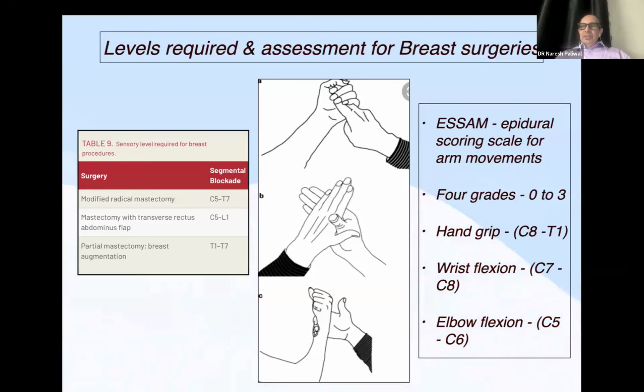The epidural scoring scale for arm movements, which is used to assess the motor blockade during thoracic epidurals, can very well be used to assess the motor blockade during thoracic spinal. There are 4 grades, 0 to 3. C8-T1 is hand grip, C7-C8 is wrist flexion, elbow flexion, C5-C6.